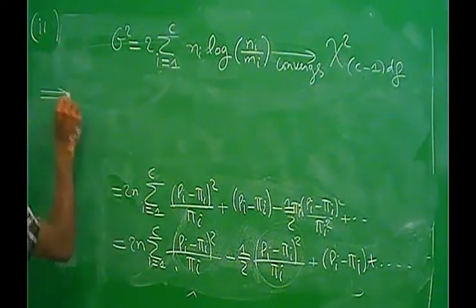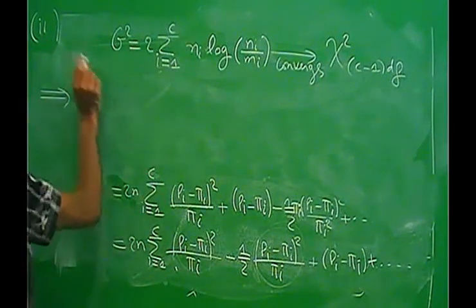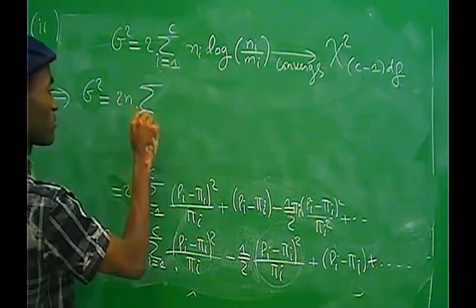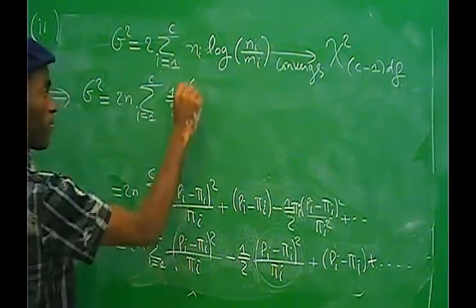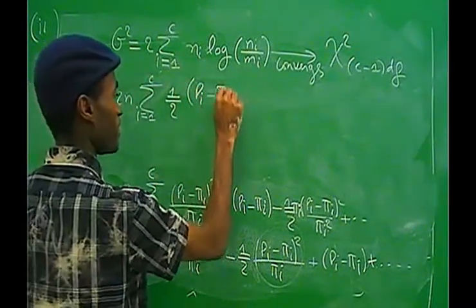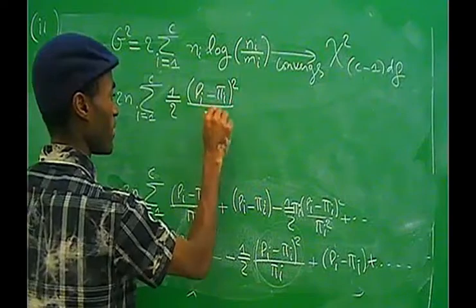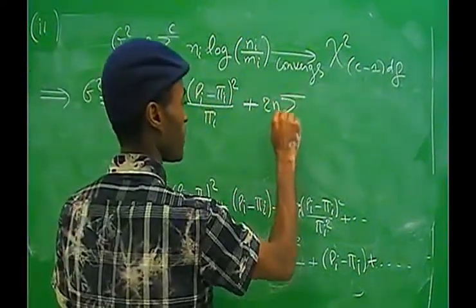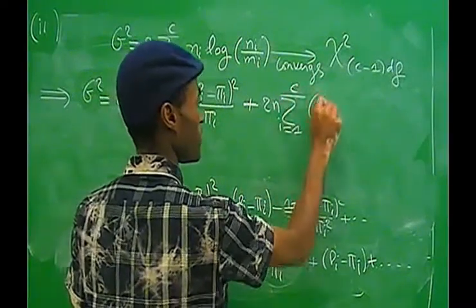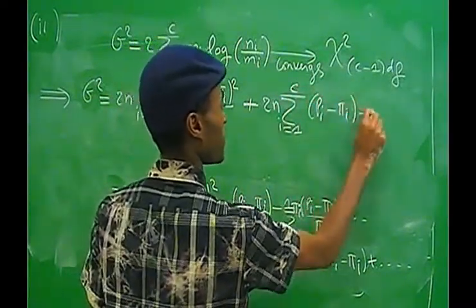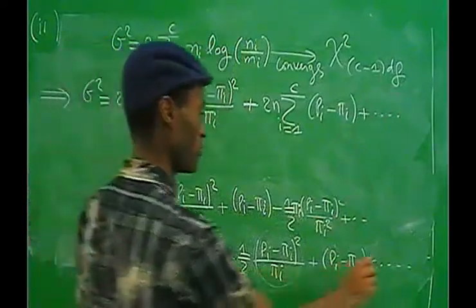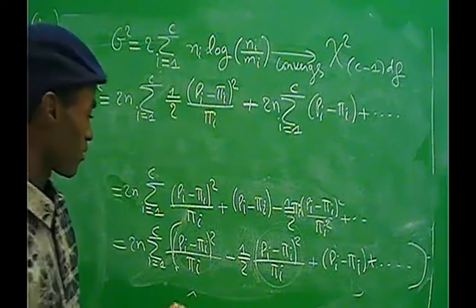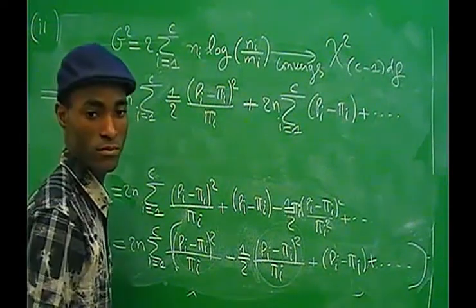Okay. So, G squared. G squared equals 2n, sum i equals 1 to c, pi minus pi I squared over pi I, plus 2n sum i equals 1 to c, pi minus pi I, plus that. Okay, so maybe I should put a bracket here. Because there is 2 pi I minus pi I.